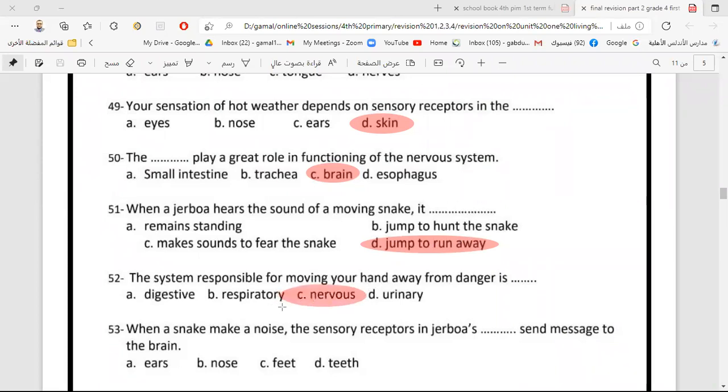You are excellent, my son. The nervous system. MashaAllah, you are excellent, everybody. I would like to thank you all because you all today are excellent. Inshallah, we'll meet tomorrow to continue solving the final revision. Thank you and good luck.